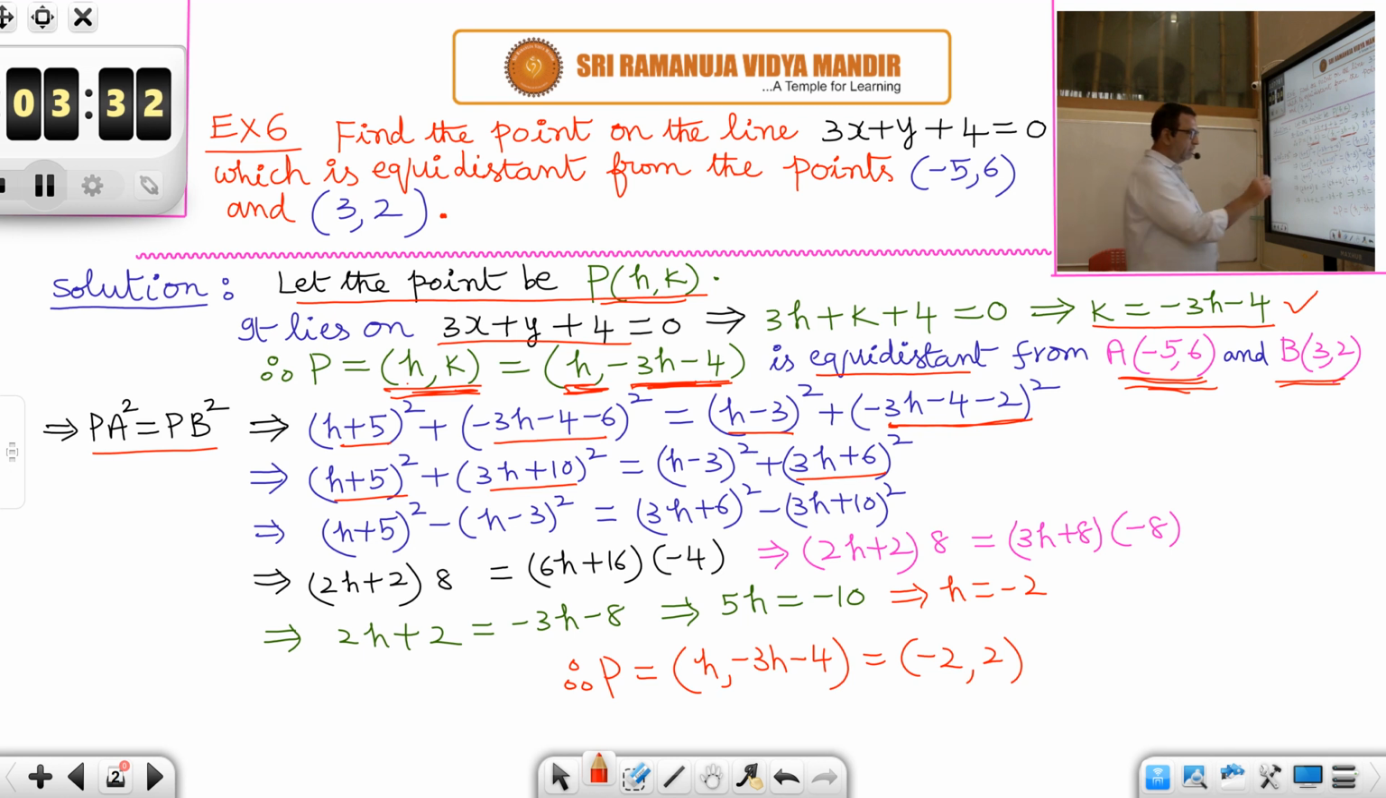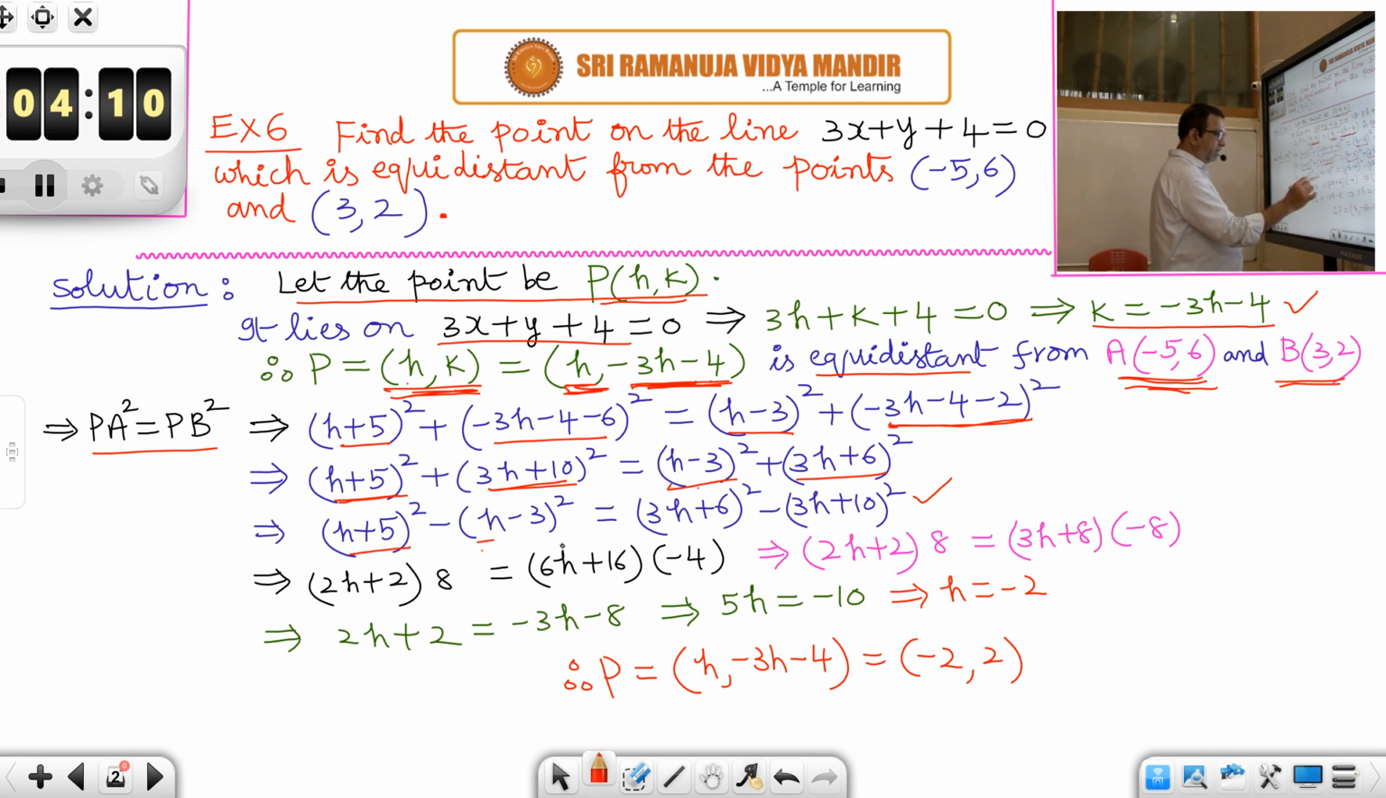Now what I am doing is, h plus 5 whole square and this h minus 3 whole square on the right side I am bringing to the left side, so that I can apply the formula a square minus b square later. Similarly, 3h plus 10 whole square is taken to the right side. So right side you will get 3h plus 6 whole square minus 3h plus 10 whole square. Similar brackets I have brought to the left side, similar brackets to the right side also. Now a square minus b square is a plus b into a minus b. I will apply that formula.